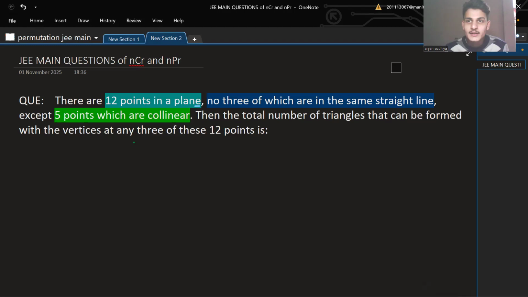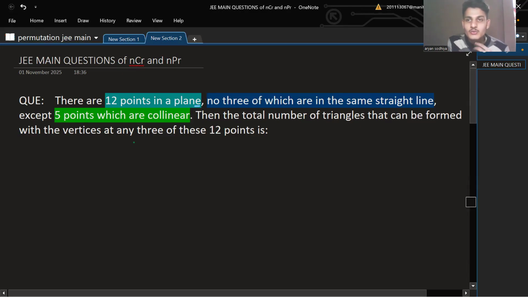So first of all, read the problem. There are 12 points in a plane, no three of which are in the same straight line, except 5 points which are collinear. Find the total number of triangles that can be formed with the vertices at any three of these 12 points. Before attempting this question, we will be revising NCR.